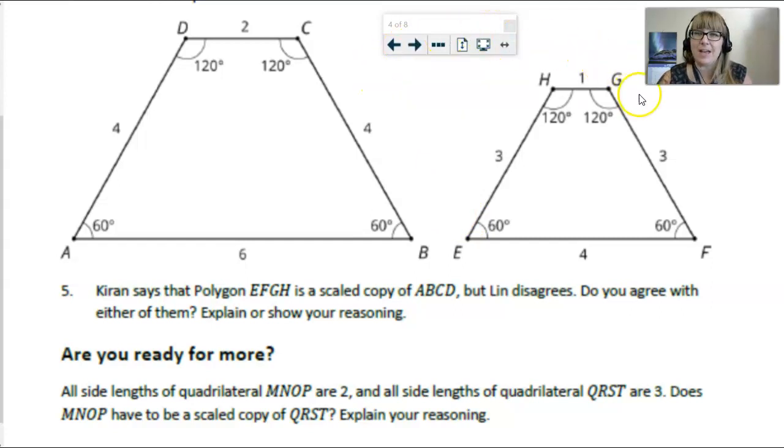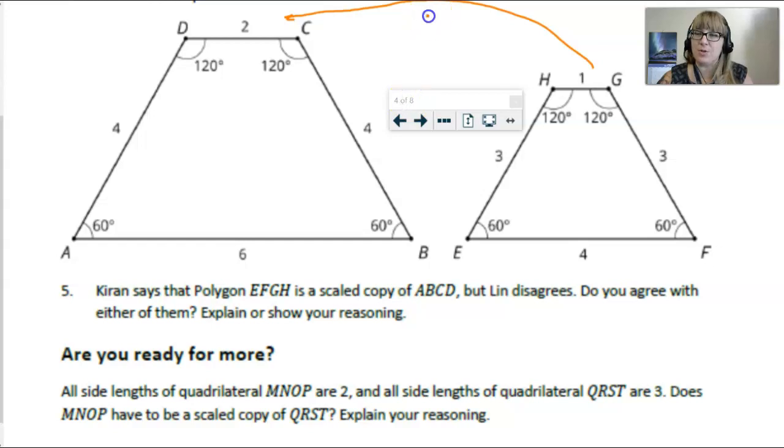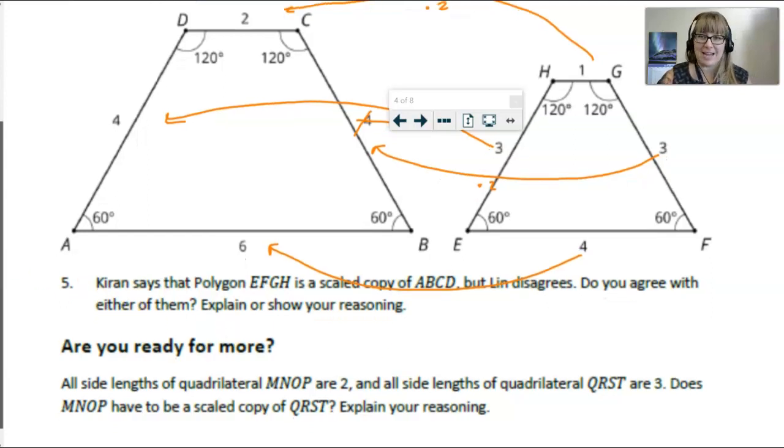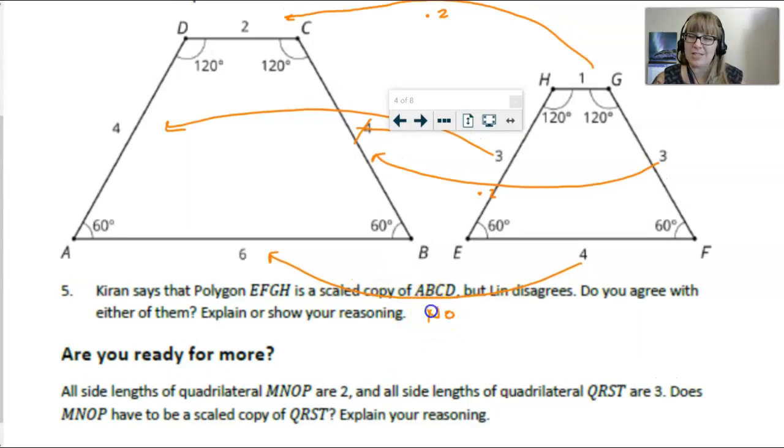So we can see that a 1 changes to a 2 using a scale factor of 2. But when I try and use that same scale factor here, 3 times 2, I get a length of 4. That didn't work out. Same thing here, and same thing here. We're not getting the distances that we should be, so although the angles work, this time the distances do not. So I am going to say no. Lynn is correct. The distances use different scale factors, and they should be using the same scale factor.